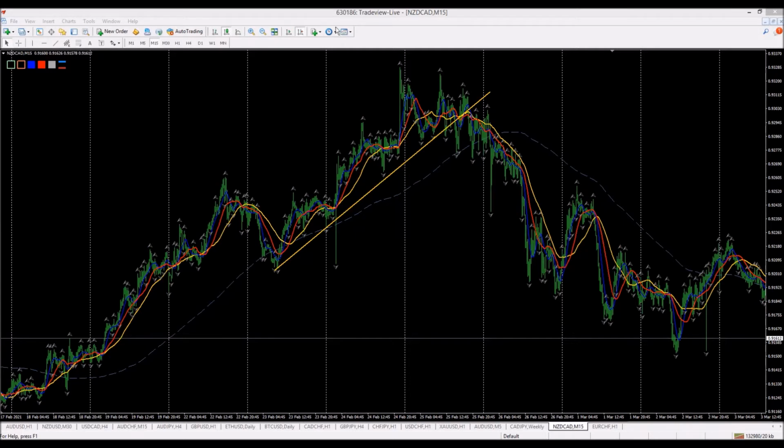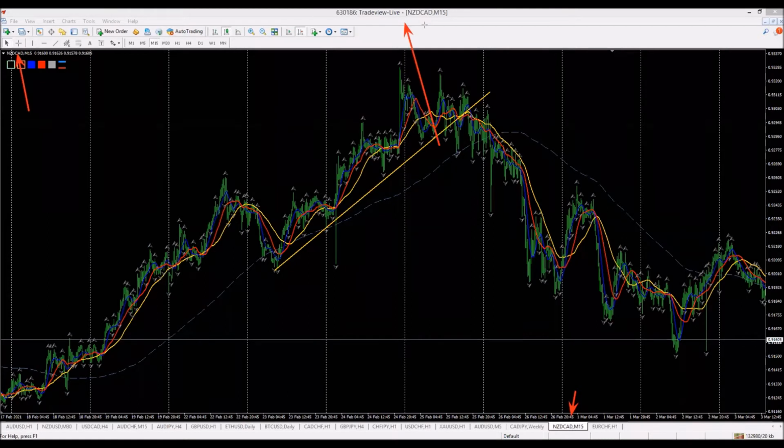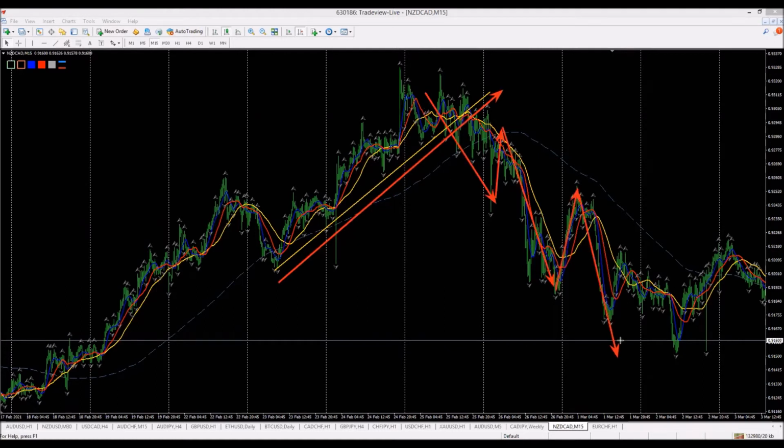We are looking at the New Zealand CAD. That's the New Zealand dollar versus the Canadian dollar. Here it is, New Zealand CAD right there. And this turned out to be a beautiful trade. Trend lines put in. We get the break, the pullback, and this is such a beautiful currency pair, by the way, to trade.